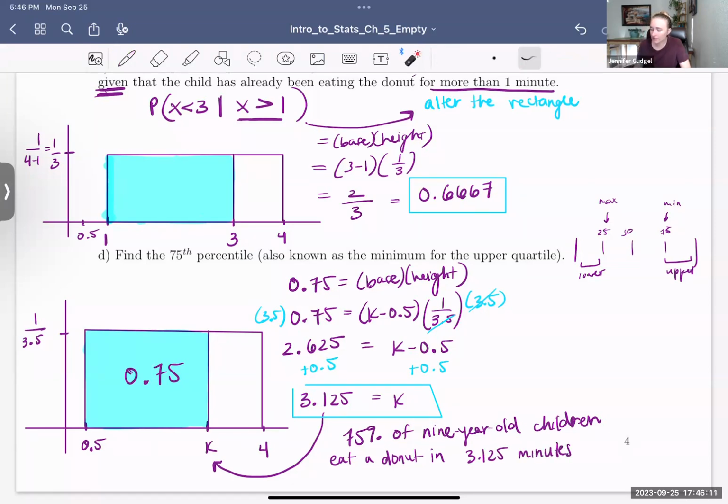But again, not 75% eat them at exactly that time. It's that time or less. So you have to have that or less written there. I'm looking for the percentage. I'm looking for the context. I'm looking for the units, and I'm looking for the or less part. Okay, so really just kind of practice getting this format of these summary sentences down as you go through all of these problems.